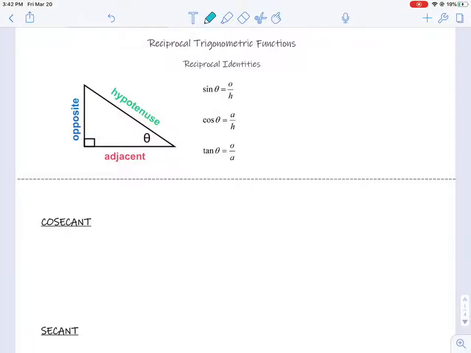All right, guys, so today we're going to look at reciprocal trig functions. So we've been working with sine, cosine, and tangent. And from SOHCAHTOA, I know that sine is my opposite over hypotenuse, cosine is adjacent over hypotenuse, and tangent is opposite over adjacent. But what about if I had hypotenuse over opposite? What would that be? Or hypotenuse over adjacent? What would that be? Or adjacent over opposite? What would that be?